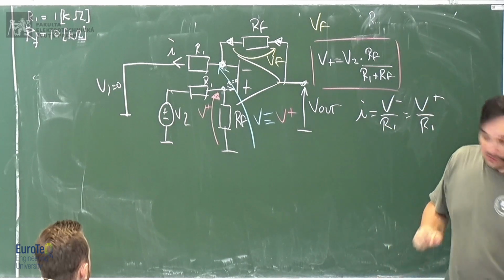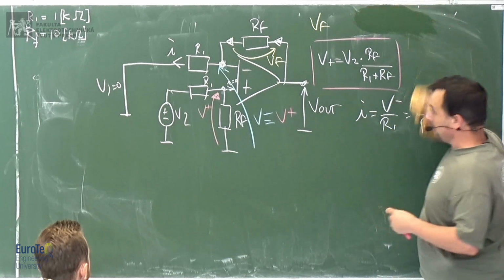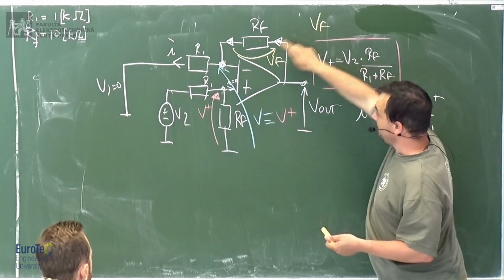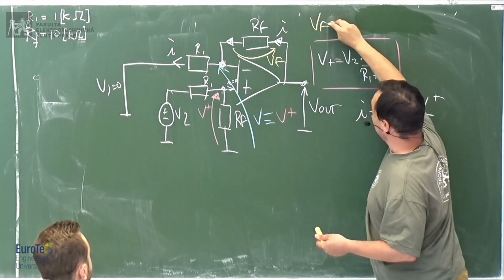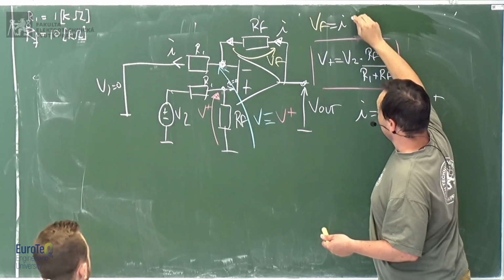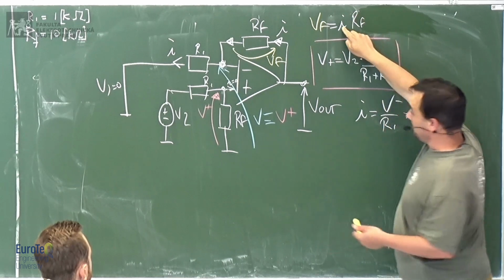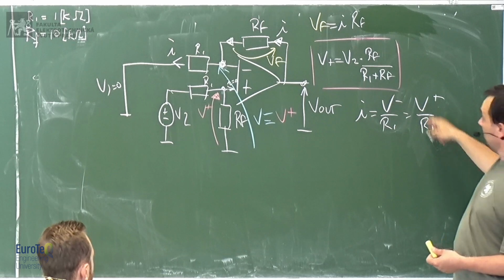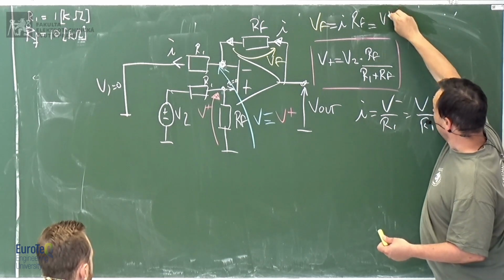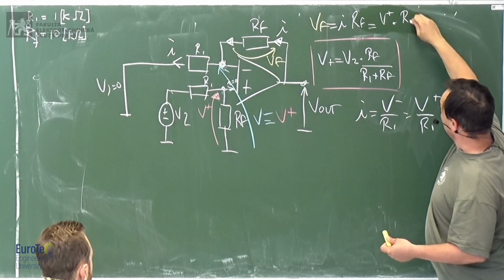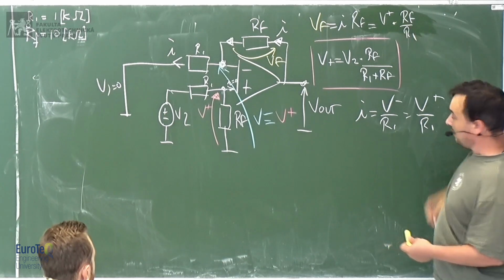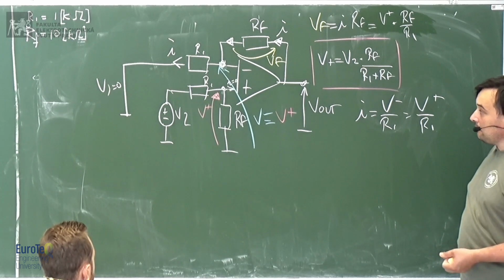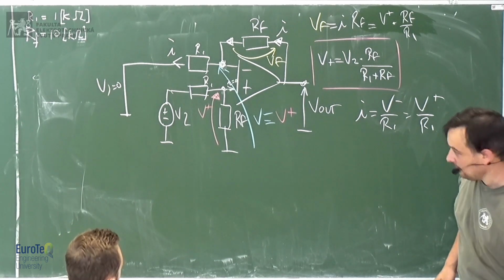Let me erase this part, otherwise it's going to be V out minus V. Wait. VF is this current I multiplied by RF. But I is V plus divided by R1. So it's going to be V plus multiplied by RF over R1. Fair enough? Yes. Okay.